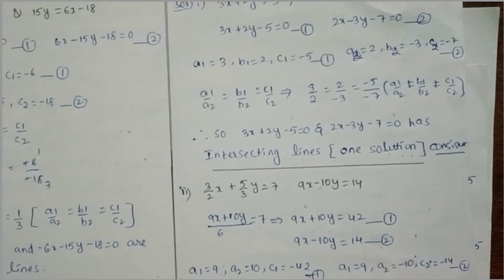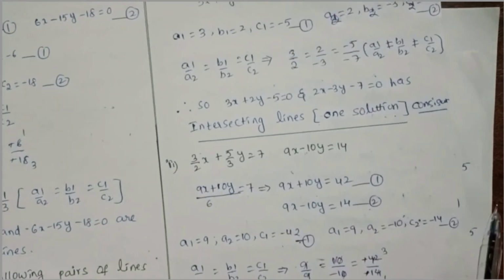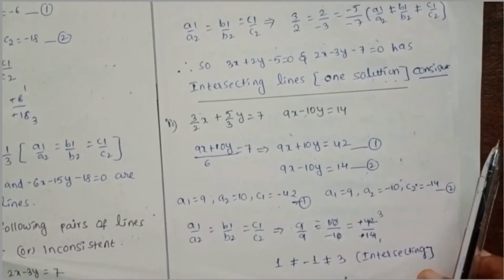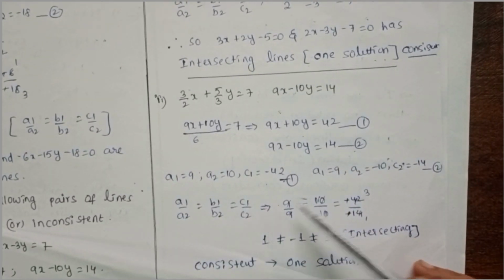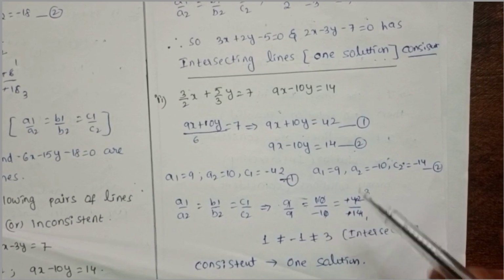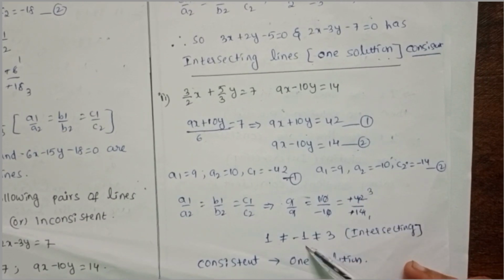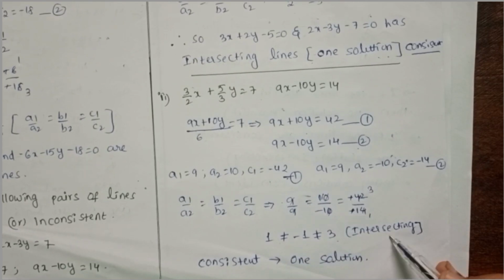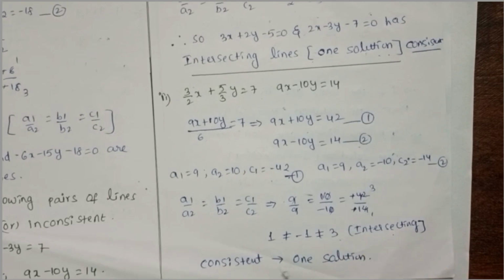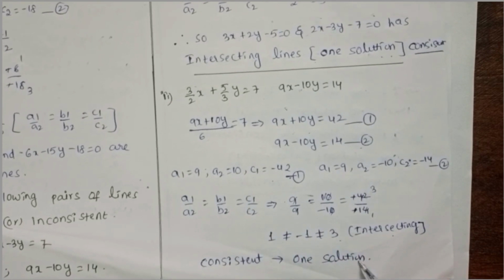Again the same, write a1 b1 c1 values and a2 b2 c2 values and compare a1 by a2, b1 by b2, c1 by c2. You get 1 is not equal to minus 1 is not equal to 3. Here also everywhere not equal. So that is intersecting lines and consistent and we have one solution.